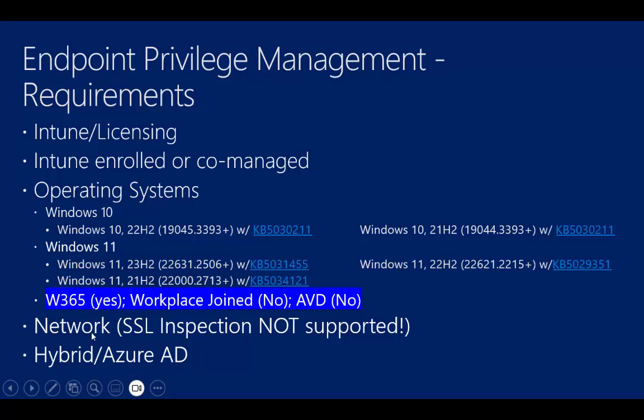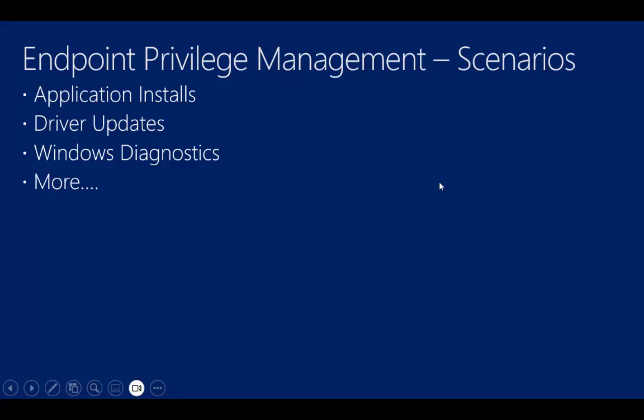And then this one, really critical. SSL inspection of network traffic is not supported in any way, shape, or form with endpoint privilege management. And lastly, you do need to either be hybrid Azure AD joined, Entra these days, or pure Entra ID joined to be able to work with endpoint privilege management.